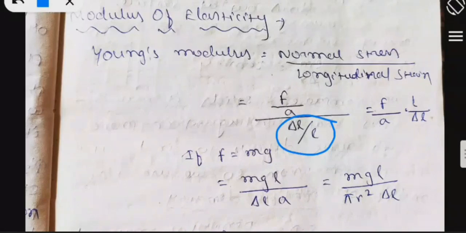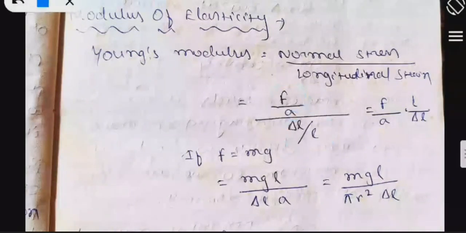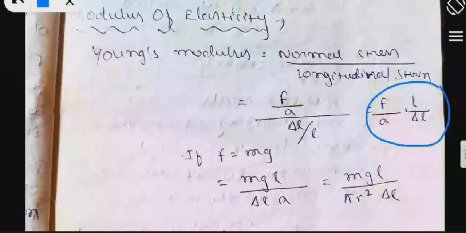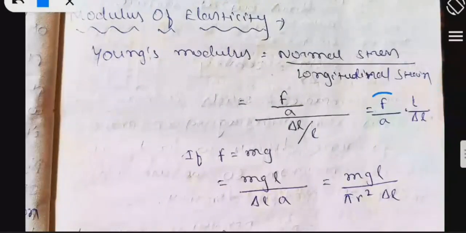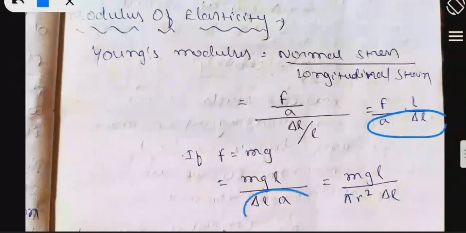Young's modulus, a modulus of elasticity, is obviously a ratio, right? So we are going to find the ratio. If stress is F upon A and strain is delta L upon L, then if you arrange it, this will be F by A multiplied by L by delta L. Now if F equals mg, this becomes mg into L divided by delta L into A.